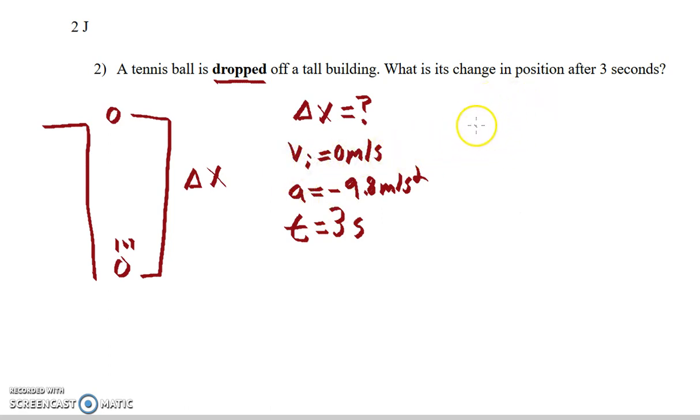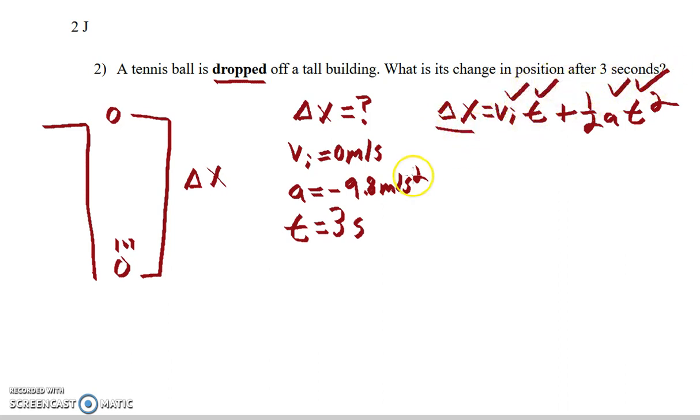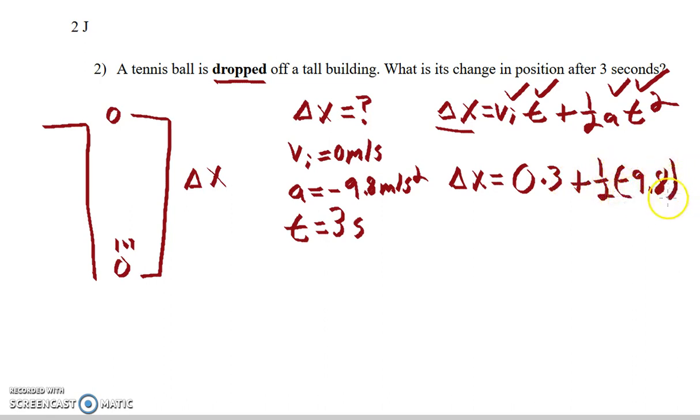So now we need to figure out an equation that'll solve for delta x using stuff that we know. This one is the easiest. It's not the only way to solve, but this is the easiest though. We know we're looking for delta x. We know vi, t, a, and t again. So delta x is what we're looking for. Vi is 0 times t, plus 1/2 times the negative 9.8, maybe I'll put that in parentheses, times 3 squared.